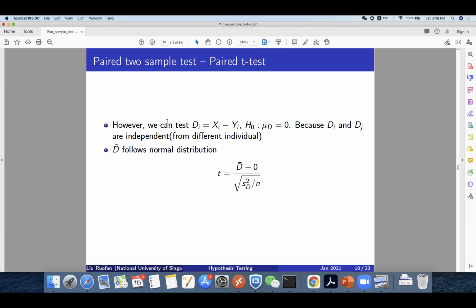What we can do is that we can transform xi, yi to be di equal to xi minus yi, and test di instead. So we are testing the difference, whether the mu of d is equal to 0 or not. And d-bar also follows normal, so we can use the t-test.